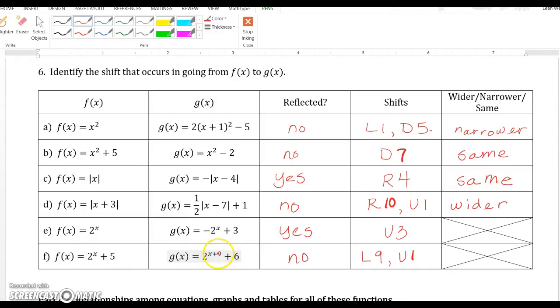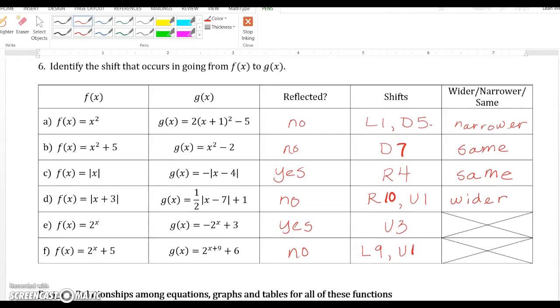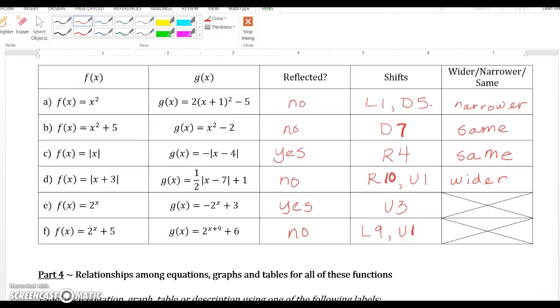Remember, h lies, so this is actually a negative 9 h value, which means left 9. And then this one was shifted up 5. And this one is shifted up 6. So from up 5 to up 6 would be up 1. So some of those can be a little bit trickier. You just have to be very careful, persevere, and think when you're on the test tomorrow.